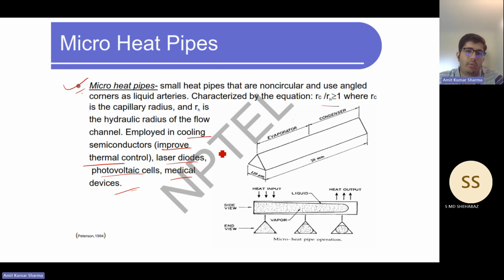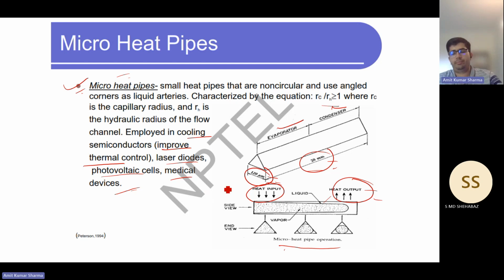You can see it's only 20 mm, a very small length. In this 20 mm, one side is the evaporator, the other is the condenser. And you can see this is only 120 micrometers. It is very small, that's why it is a micro heat pipe. You can see the liquid and the vapor. This is the micro heat pipe operation. This is the side view. This is the end view. This is the heat input. This is the heat output.